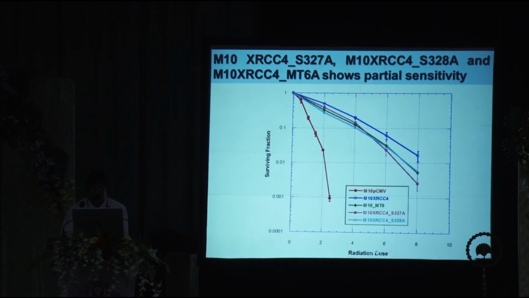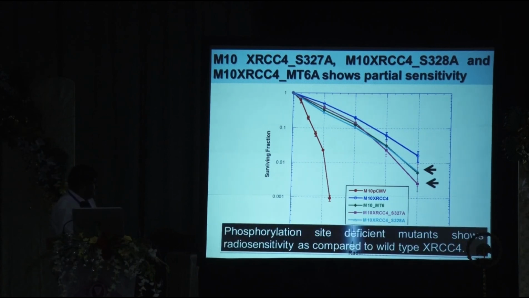Here we could see an intermediate survival rate of all these 3 mutants. As you can see, this is M10 pCMV, meaning there is no XRCC4 protein here. This is wild type, and all these 3 were our mutants. So all these mutants show an intermediate survival rate between M10 XRCC4 wild type and M10 pCMV. It means that all these 3 mutants show radiosensitivity.